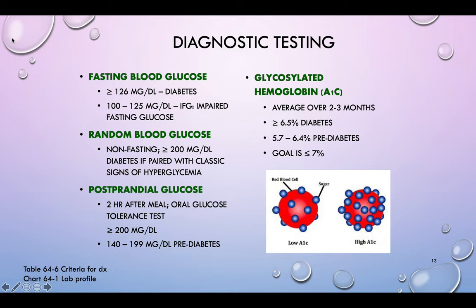Then we just got through talking about the glycosylated hemoglobin A1C. And I have on here that it can be drawn any time of the day. Don't forget that. No need to fast because it's not based on your fasting. The goal is to be less than 7%. Many endocrinologists want you less than 6.5, especially if you have coronary artery disease or cerebral vascular disease, CVD.